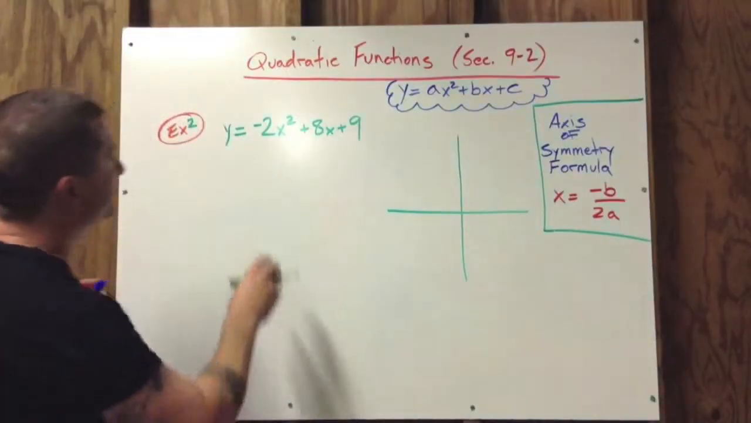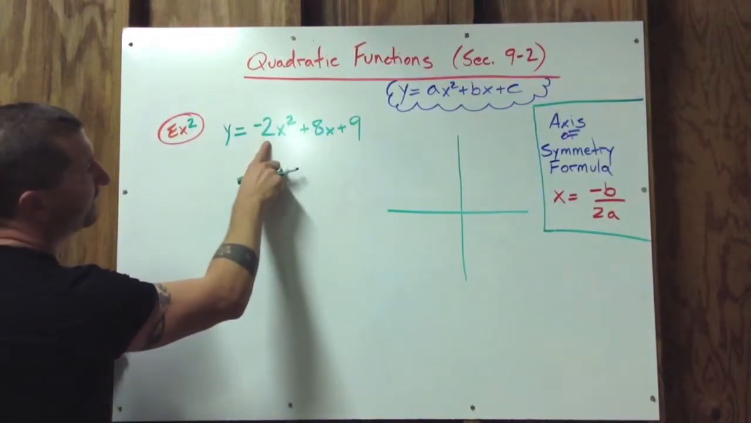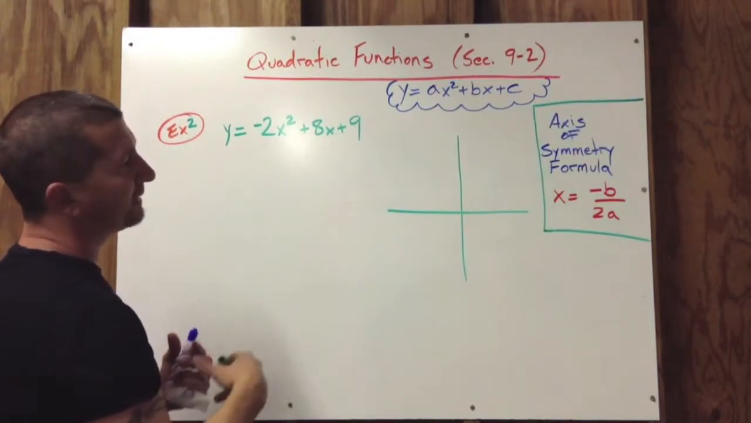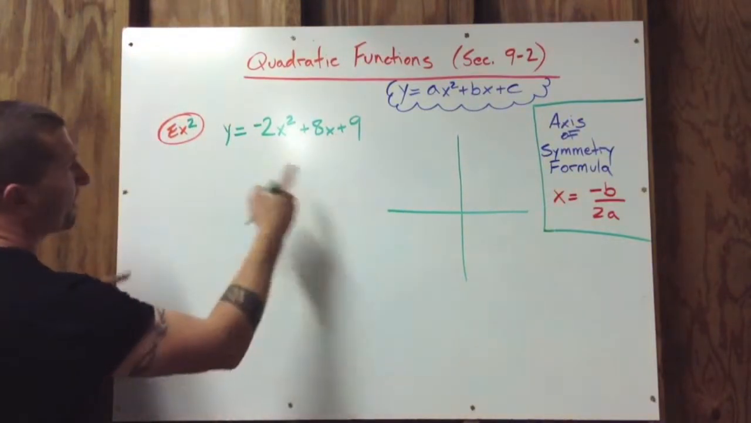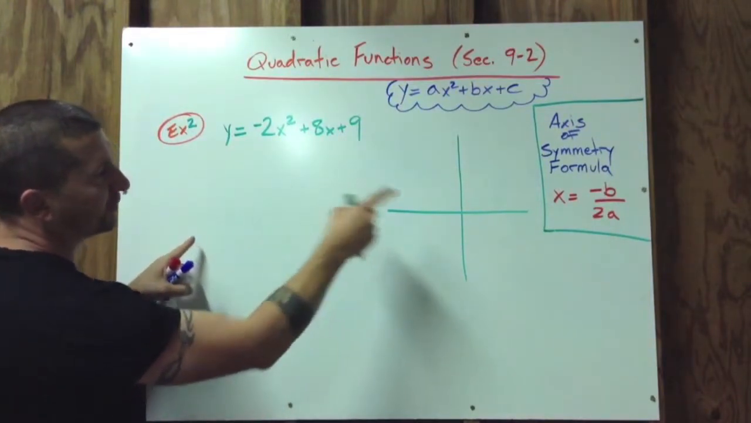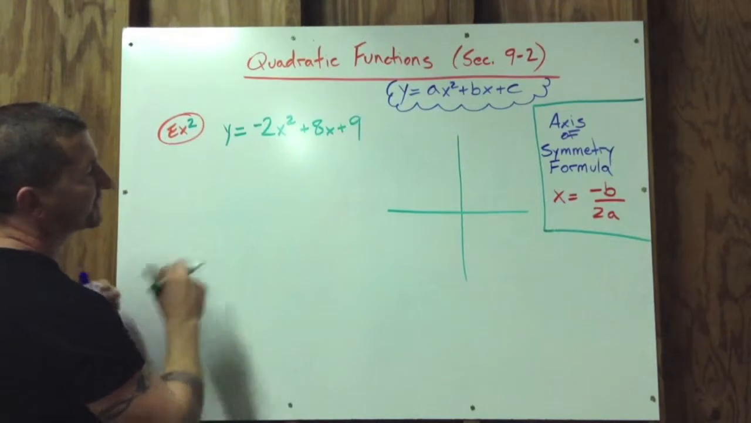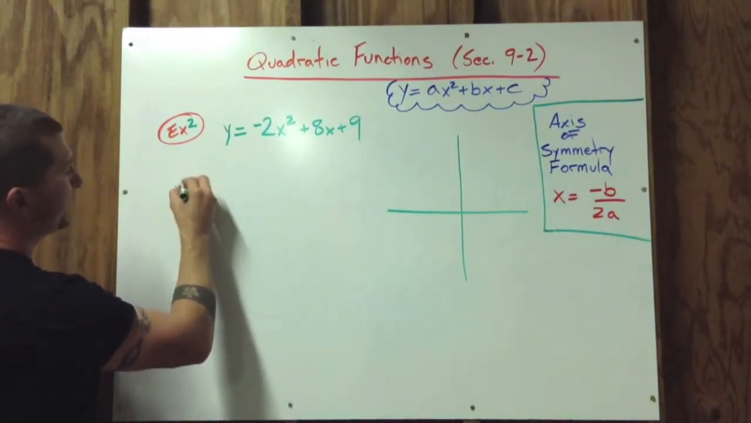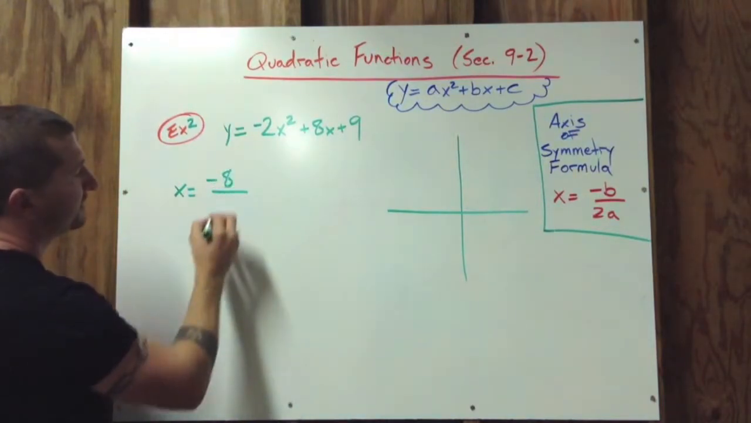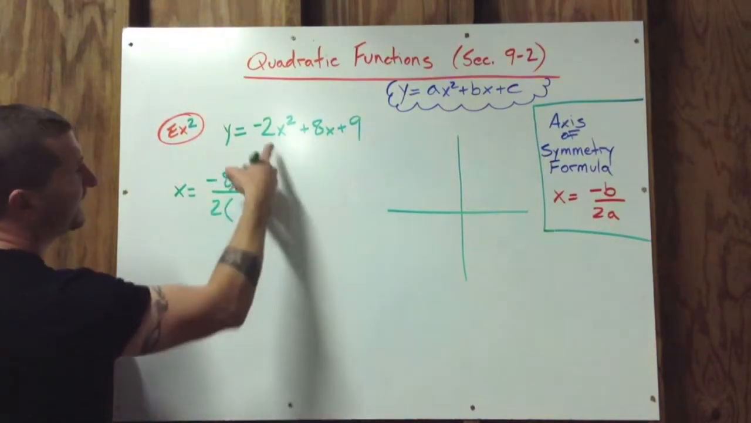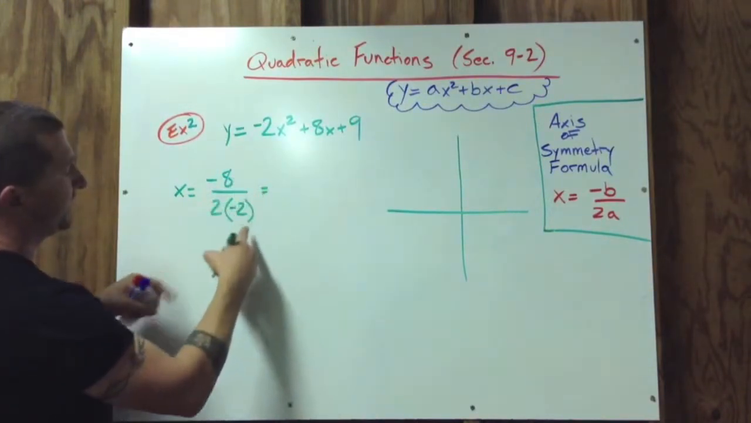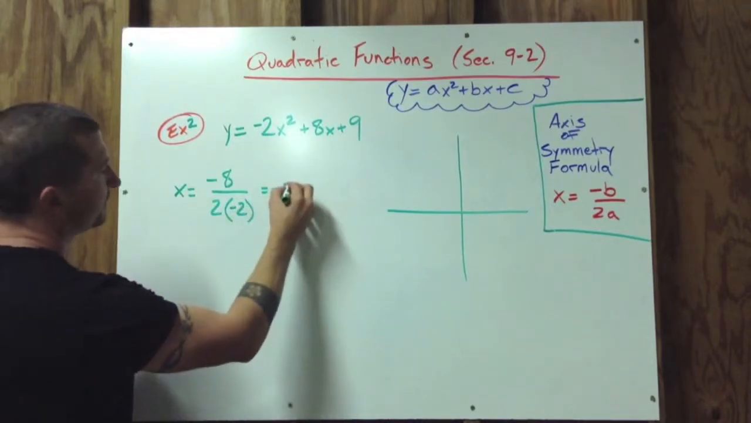This is the second example, and this time we have a negative A value. So like I told you on the last example, this one should create a parabola that opens downward. We're going to graph it the exact same way that we just graphed example 1, starting out with the axis of symmetry formula. Start out with x equals negative b, in this case b is 8, divided by 2 times a, and a is negative 2. So now we have negative 8 divided by negative 4, which gives us 2.